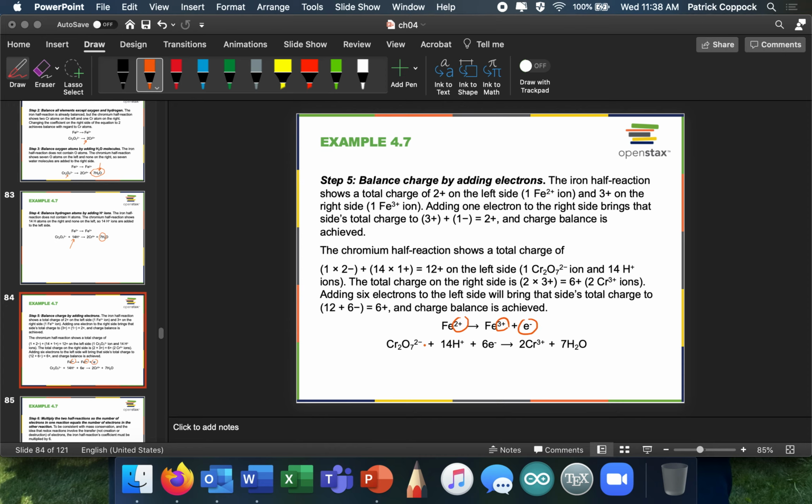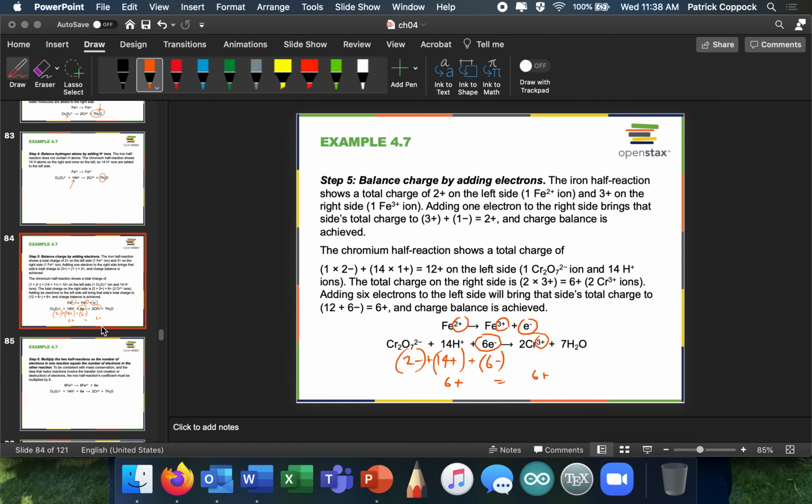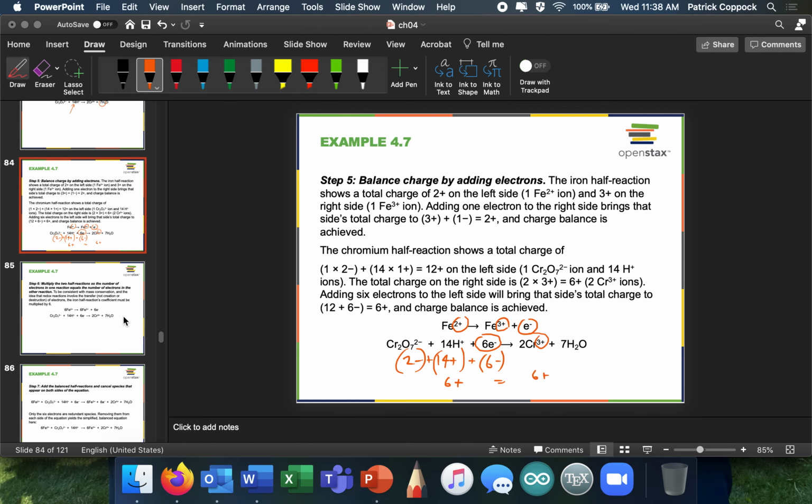And then over here, this is where this is complicated. 2 minus, 14 plus, right? 6 minus, right? That gives me 6 plus altogether over here. And then I've got a 2 times 3, that's 6 plus over here, right? Those are equal to each other. So I had to add the 6 electrons over here to make this equal. I did that previously, right? You saw me do that longhand a few minutes ago.